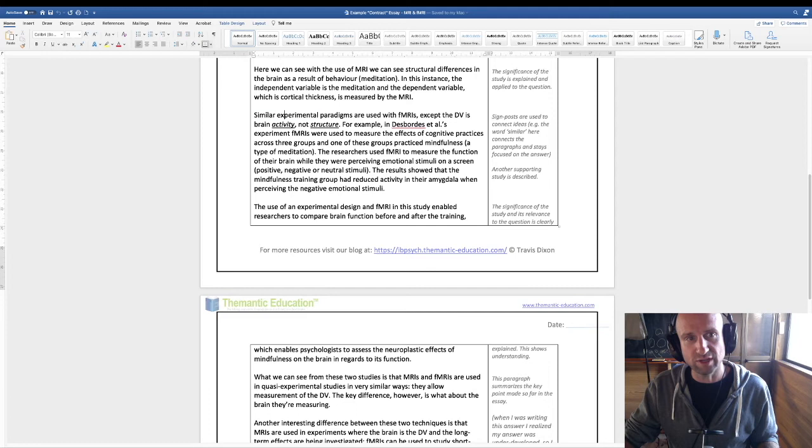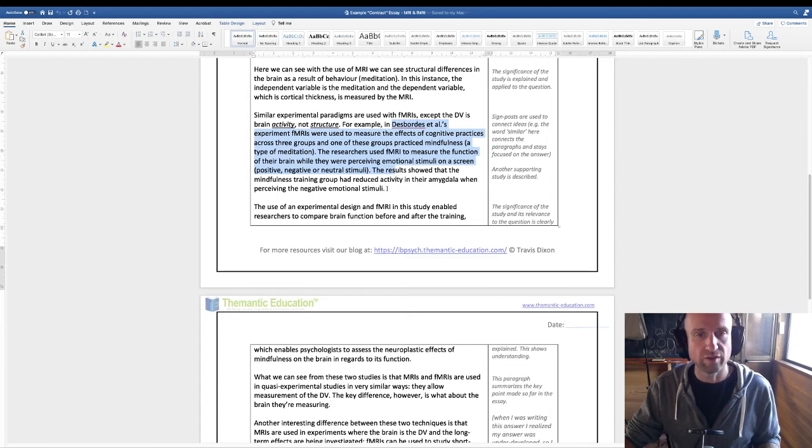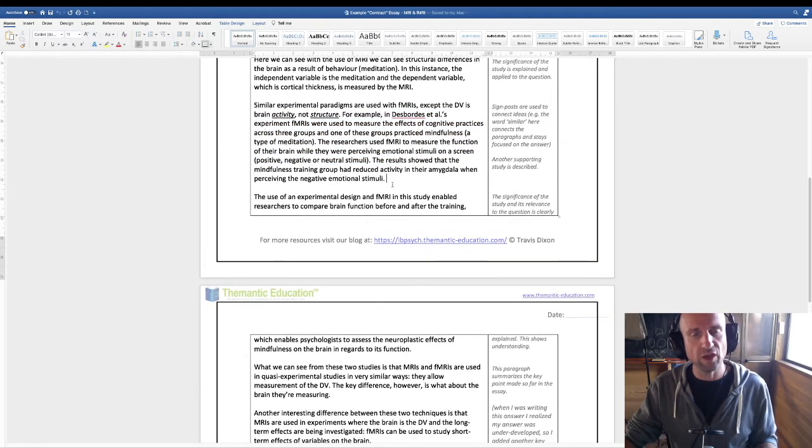Now I can say similar paradigms being used with fMRI, except we look at brain activity with fMRI, not structure. And then I'm going to look at Deboard et al. This is the same idea, mindfulness practice, and then we do before and after tests with the fMRI, and we find that brain activity changes as a result of mindfulness practice. Okay, so you can see here what I've done. It's a little bit of combining the both, right?